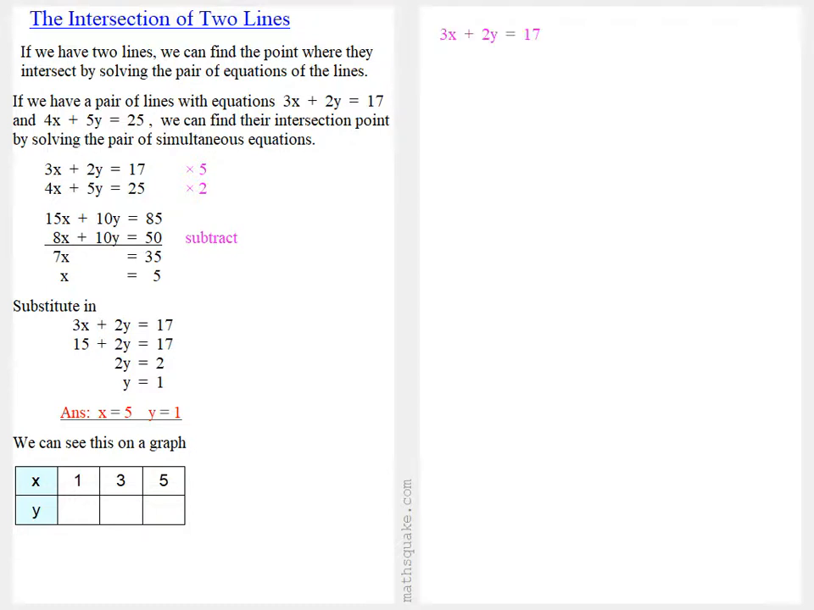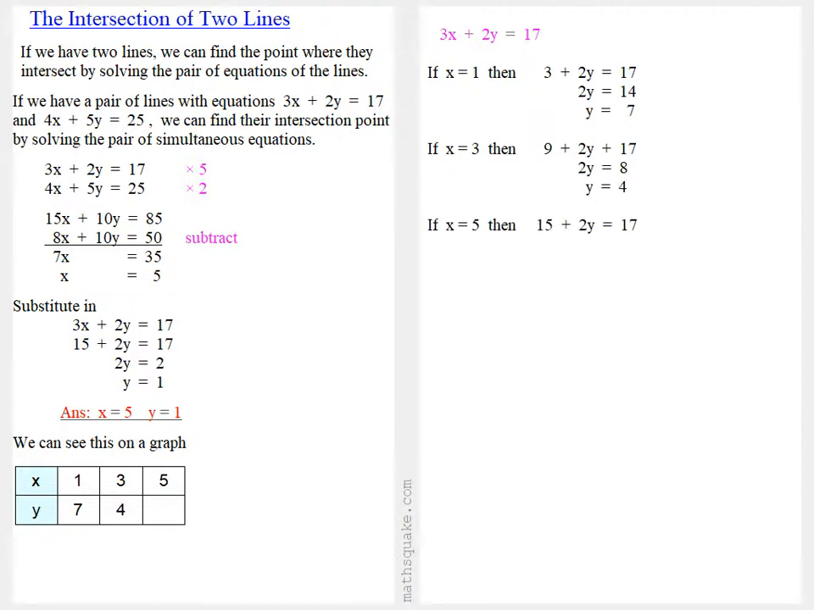Now 3x plus 2y equals 17, so if x is 1, 3 plus 2y is 17, so 2y is 14, y is 7. If x is 3, then 3x is 9, 9 plus 2y equals 17, so 2y is equal to 8, y is equal to 4. If x is equal to 5, 3x is 15 plus 2y equals 17, so 2y equals 2, y equals 1.